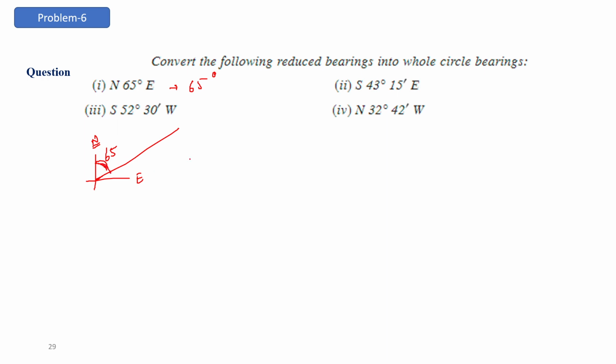Next is south 43 degree 15 minutes towards east. In the WCB system, we measure from north in the clockwise direction. So it will be 180 minus this angle, and we will get the WCB value.